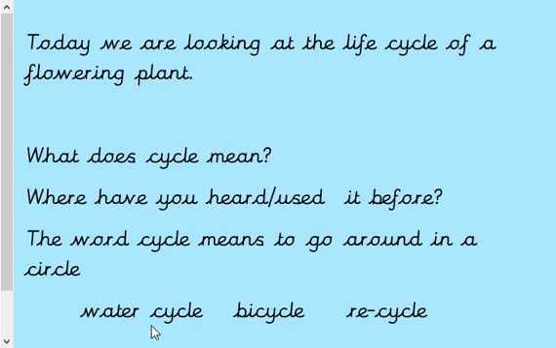And the last one, the water cycle, is where, for example, the water that's in the oceans and in our rivers evaporates, so turns to gas, moves up into the atmosphere, and then as it condenses or cools, it falls as rain, which finds its way back into the rivers and oceans, and then it starts all over again. So it will be evaporated, cooled or condensed, rain, back into the oceans and rivers, and then it'll go round again. So it means to go round in a complete circle.